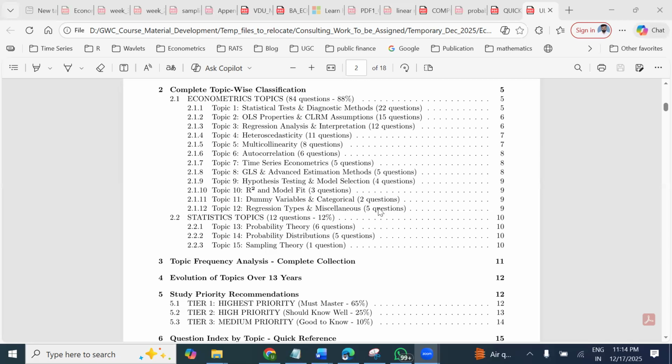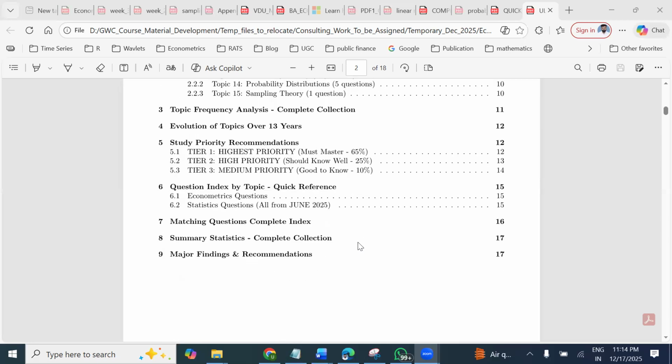Dummy variable and categorical data, basically categorical or qualitative regression, so 2 questions, and miscellaneous 5 questions, means different types of regression. Then probability, only few questions are there because earlier questions I have not added to this analysis. So probability theory, which is related in this section also, there are 6 questions. Probability distribution, 5 questions.